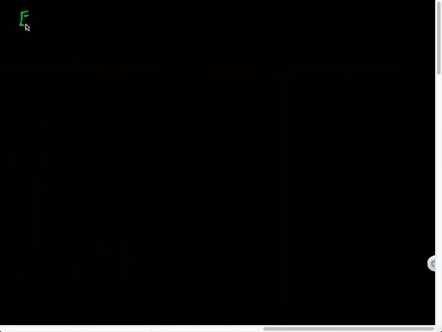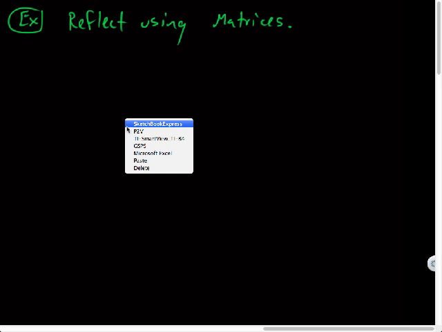Let's do an example here. Let's reflect using matrices. Okay, so let's see. And this one, it looks like my graph came out correct.